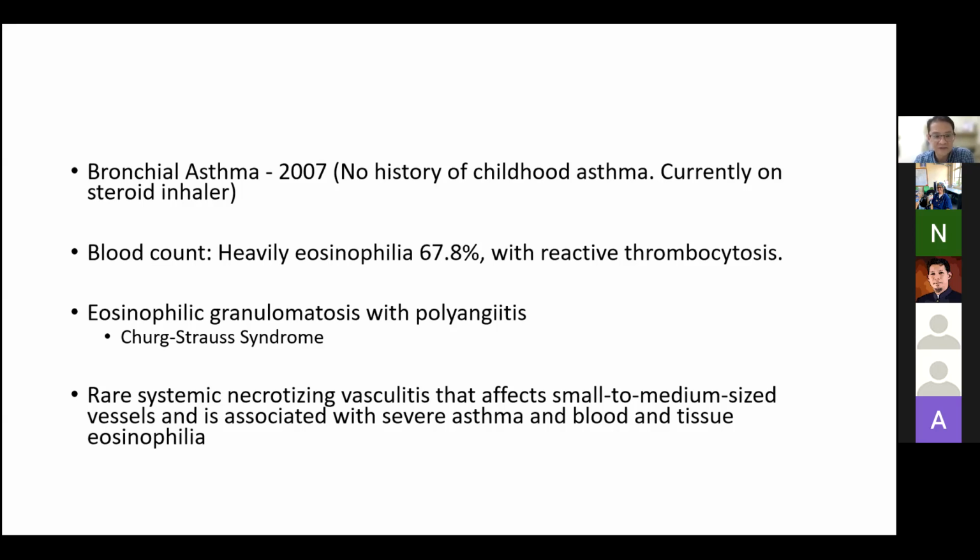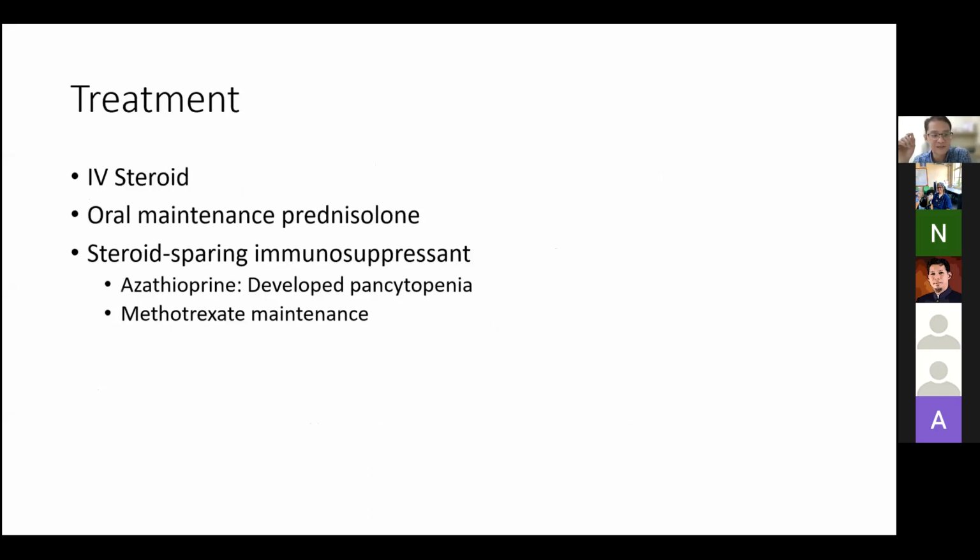These are the patients that have vasculitis. Churg-Strauss is a rare systemic necrotizing vasculitis that affects small to medium-sized vessels. Normally it is associated with asthma, with blood and tissue eosinophilia, which you can just get from the full blood count. Treatment is steroids, oral cyclophosphamide, and subsequently an immunosuppressant. Okay. Next case.